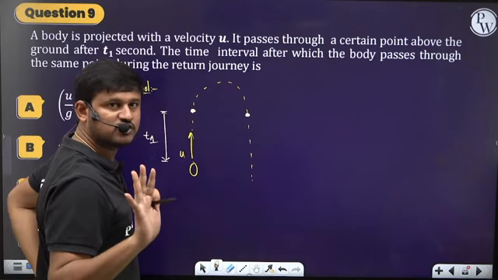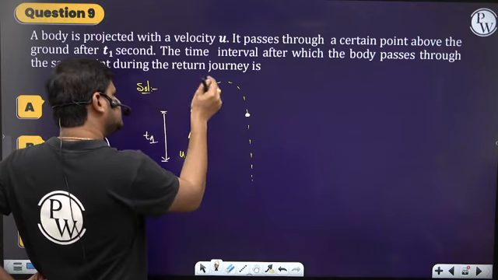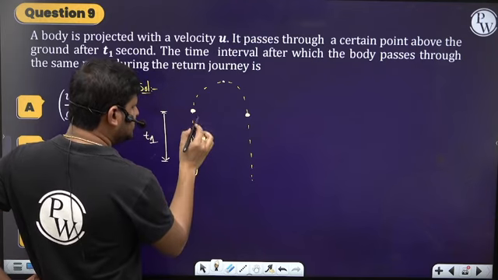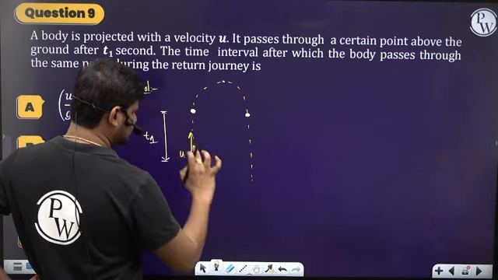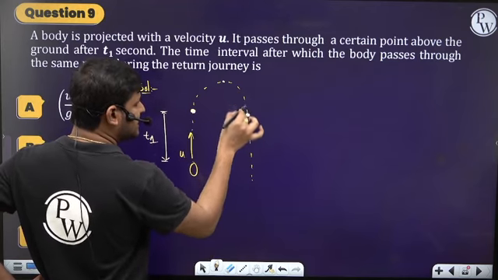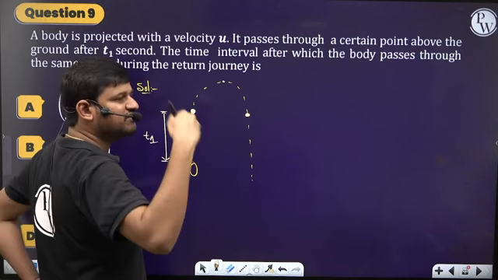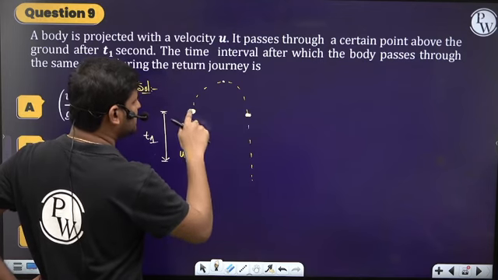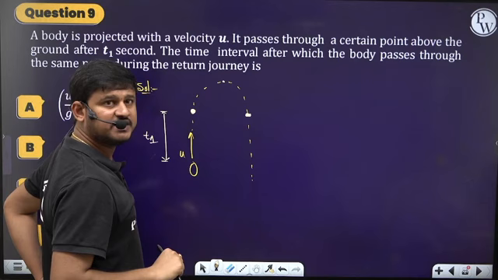So understand the concept properly. A body is thrown like this. While it's going, it goes up till here and again it's falling. Now it's crossing the certain point in time t1 seconds. So again it goes up and again it comes down. So after how much interval does it cross the same point? That means they are asking this time plus this time. That will be the time they are asking.